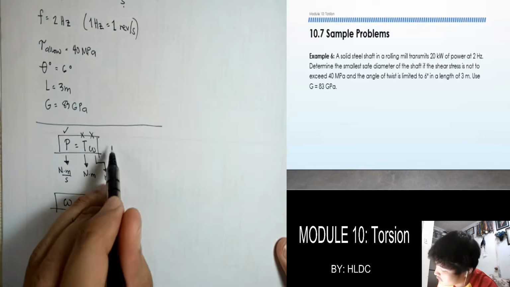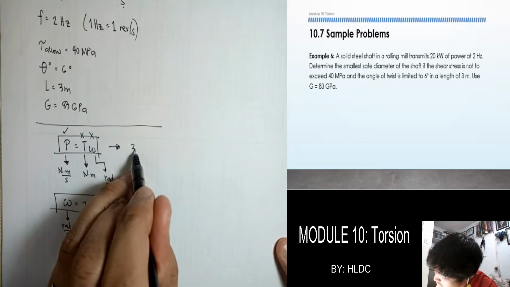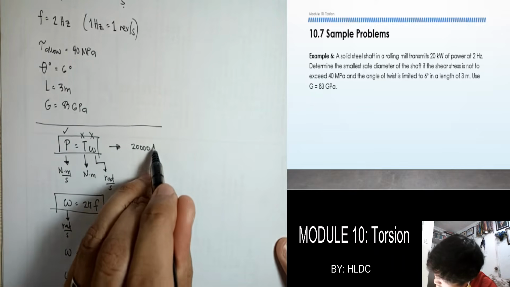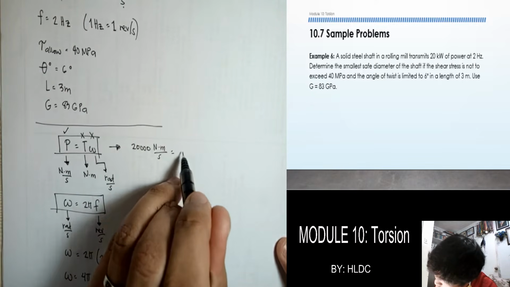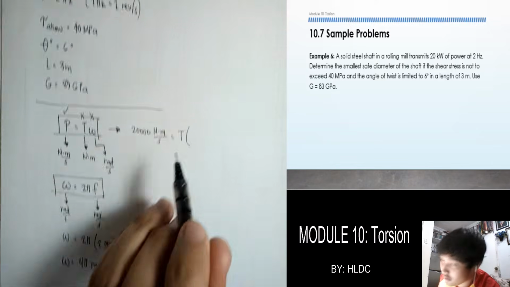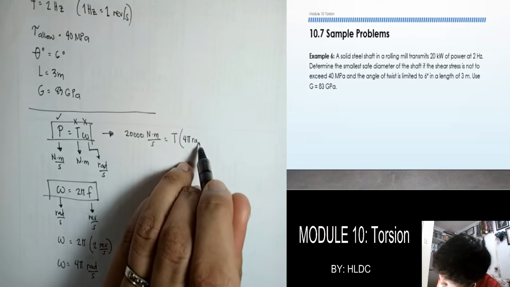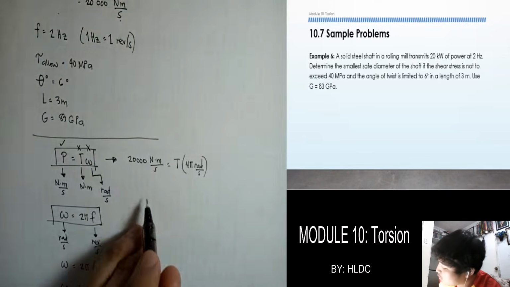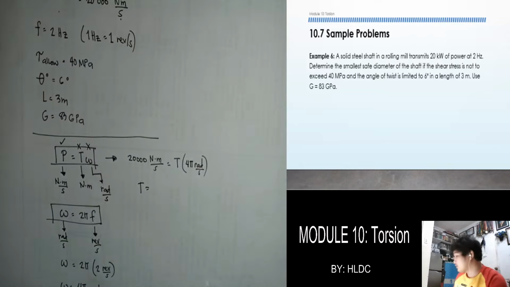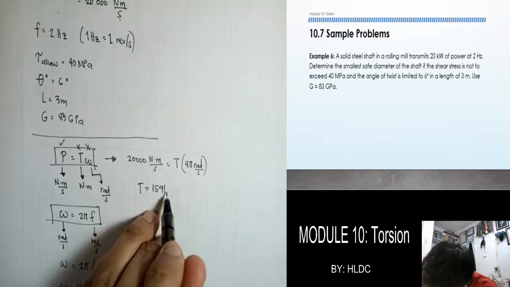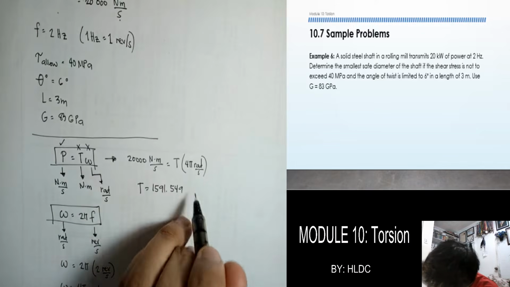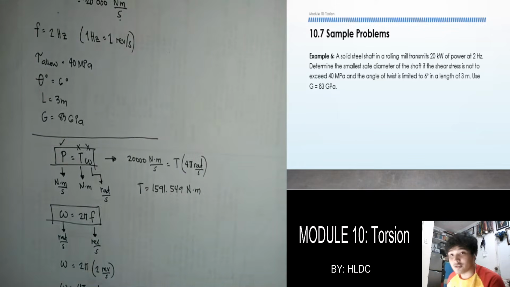So, ngayon, pwede na natin gamitin to. So, yung power, 20,000 Newton meter per second. So, yung torque is wala. Tapos, ito is 4 pi radians per second. So, solving for the value ng torque T, ilan siya, class? So, lalabas dyan dapat naka Newton meter. So, sagot is 1591.549 Newton meter. So, may torque na ako, class.